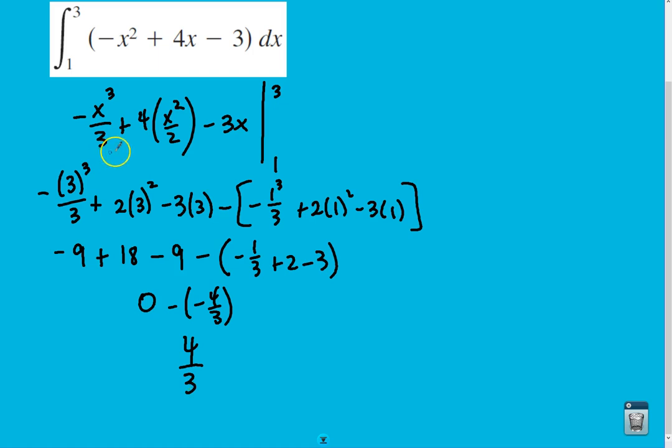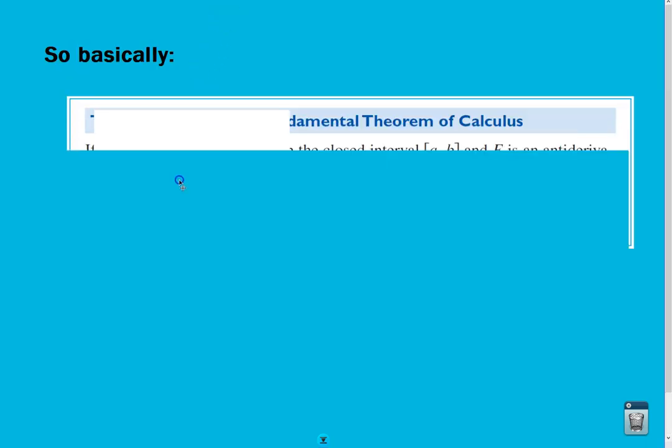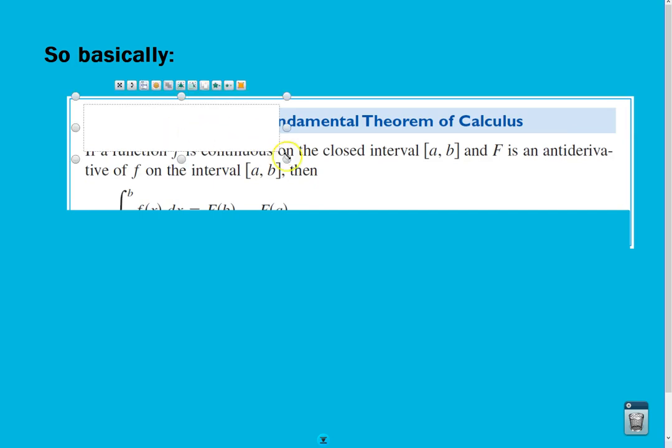So this whole thing is my antiderivative, correct? But this is my antiderivative evaluated here. This is my antiderivative evaluated here. So essentially, when I have an integral from a to b of f of x dx, I'm finding the antiderivative at b, and I'm subtracting the antiderivative at a. This is what we like to call the first, that got a little bit messed up, the first fundamental theorem of calculus.